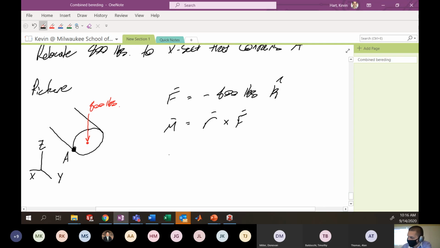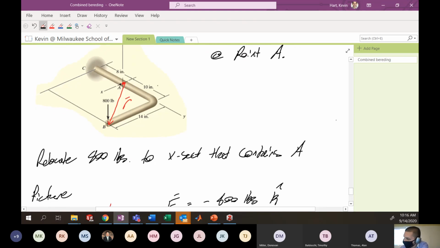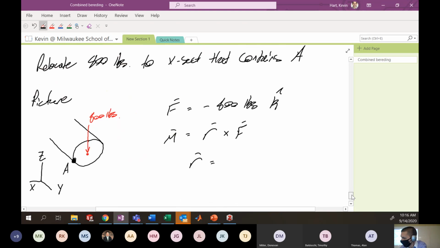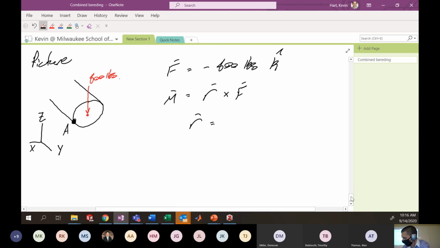Okay? So to calculate this moment appropriately, we need this value of r. And we can see from this picture here that we're going to go 10 inches in the y direction. So it will be 10 j hat. And then we have to go 14 in the x direction to go from our cross-section of interest to point B. Right? So here I'm going to have this vector r, which is 14 i hat plus 10 j hat inches.